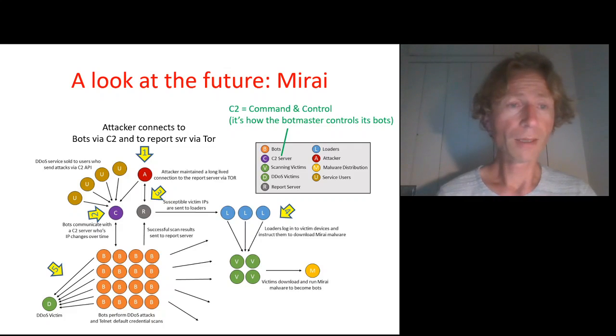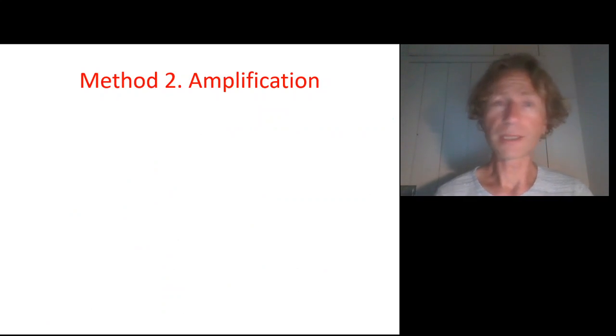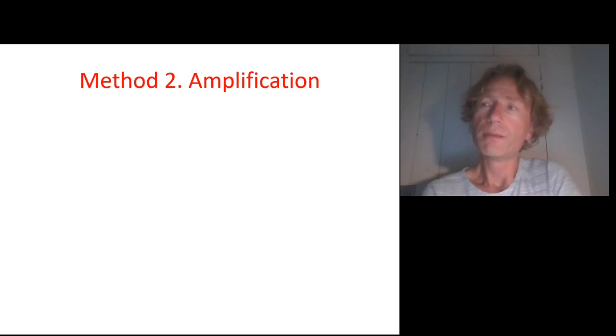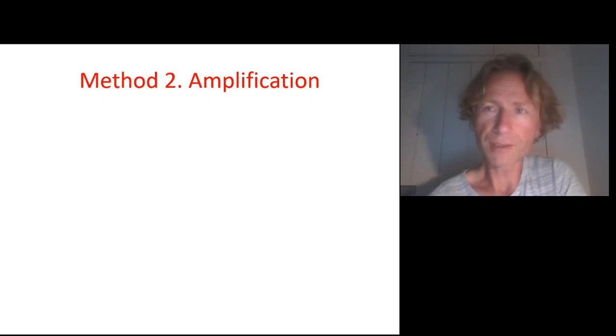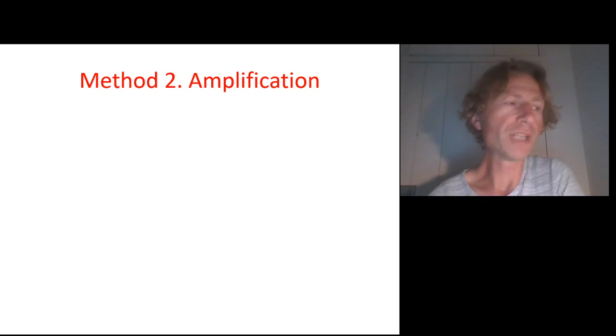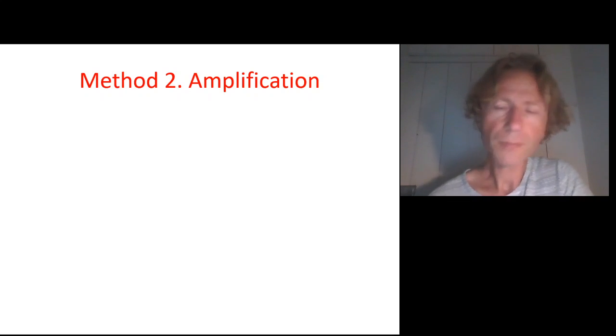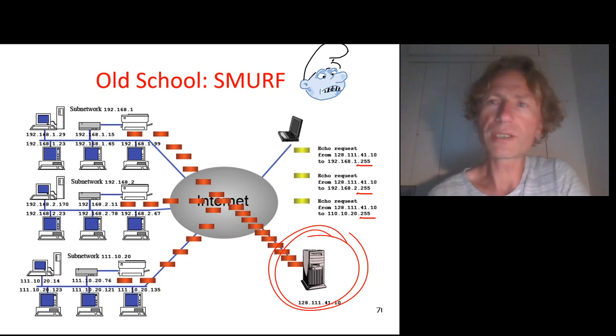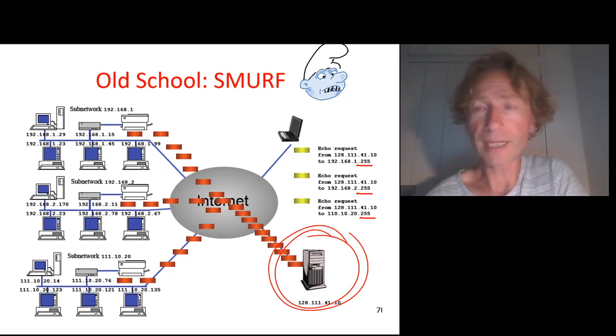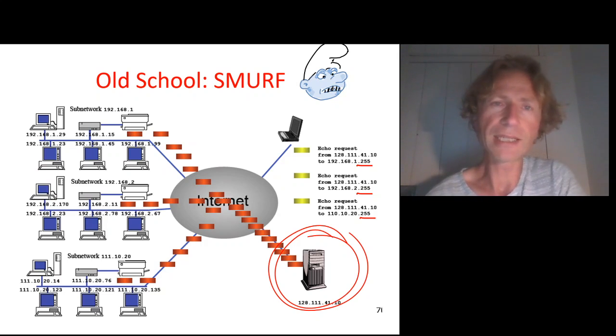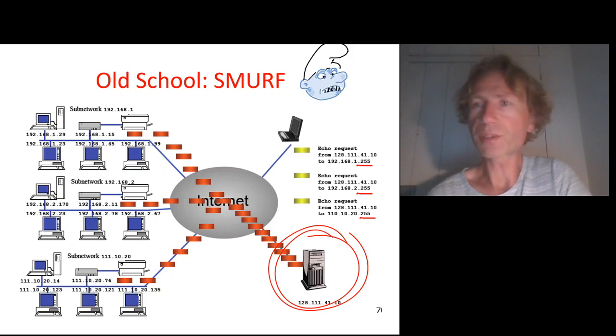Okay, I think I mentioned that. But having millions of devices, which is what Mirai had, is only one way of generating a lot of traffic. A completely different approach is to use amplification. And amplification started with a Smurf attack, which no longer works today. It's an old school amplification. And the idea is quite elegant, right?